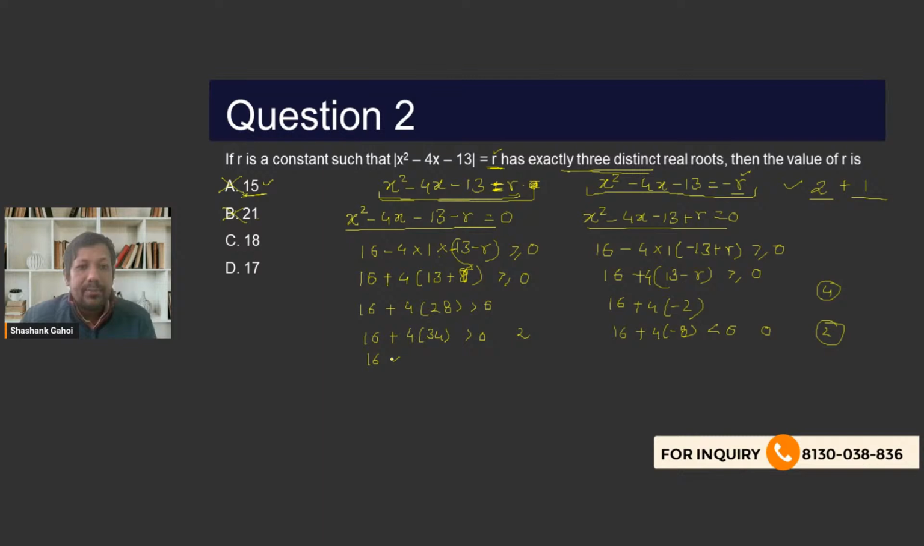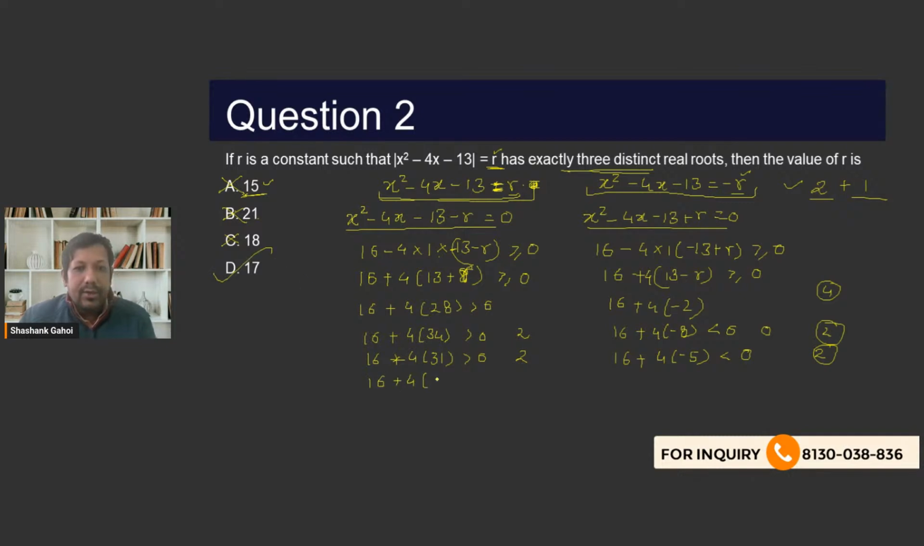Okay, in the next case I'm going to take 18. So 16 plus 4 into 18 plus 13 is 31. Anyhow, in the first case I'm going to get two roots only, because it is always going to be positive. It is going to be 16 plus 4 into minus 5. So it is going to be minus 20. Again it is going to be negative, so I am going to get two roots only. So it means my answer of this question is going to be 17.